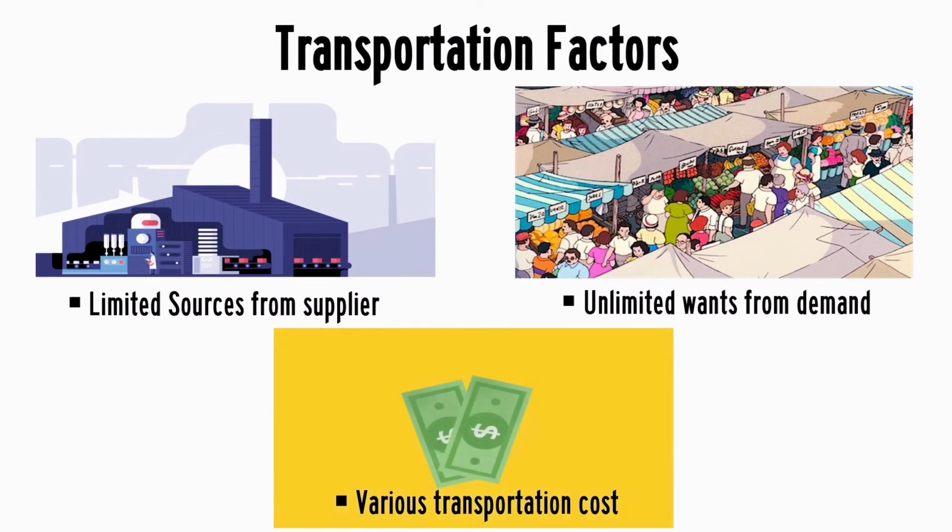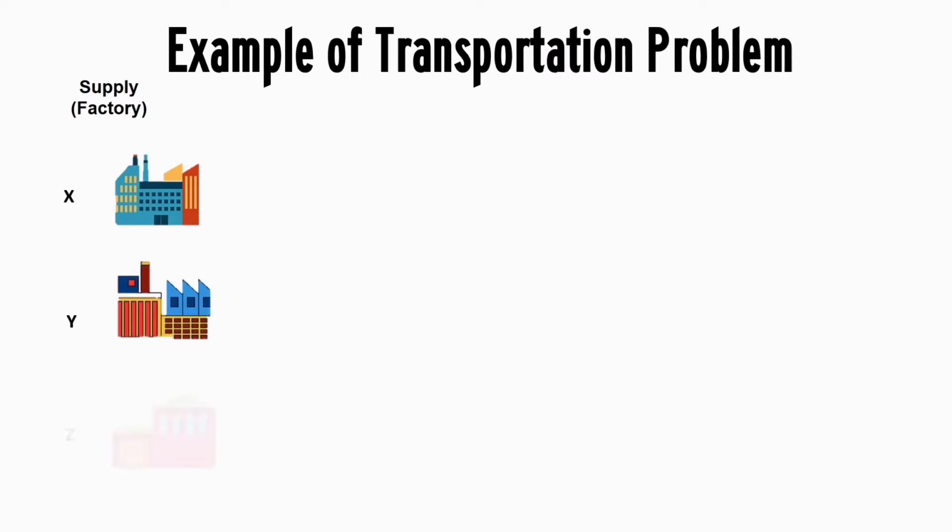Let's say we have three factories able to supply pillow. For example, factory X, factory Y, and factory Z. Factory X is able to supply 60 units of pillow, Y 85 units, and Z 55 units. The pillow will be transported to three demand areas.